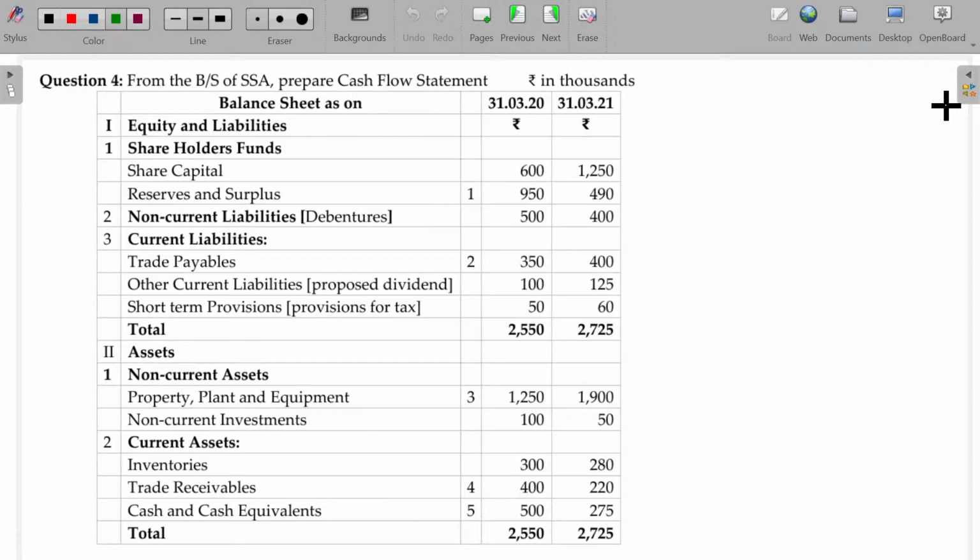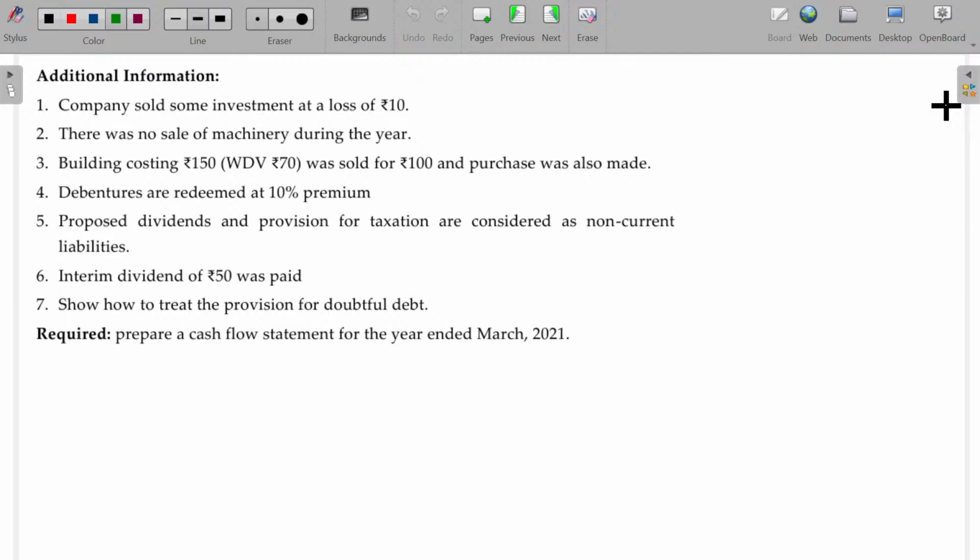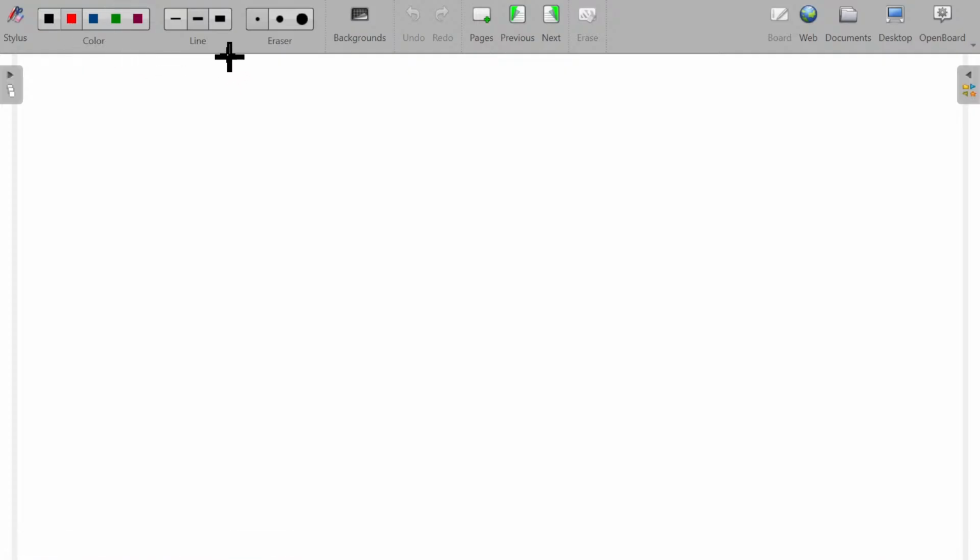We'll now move on to the question number 4. Here, the assets are given under provision for depreciation model like third working note, third note. And similarly, we have been given the additional information. Come on, open the formats here as usual.